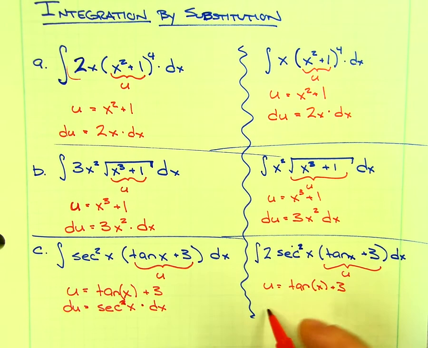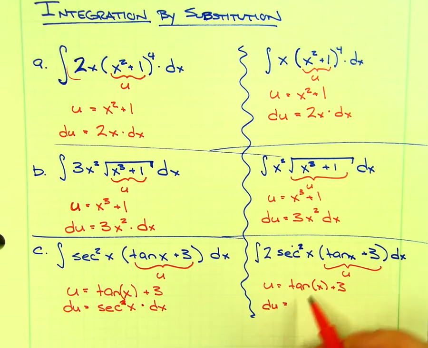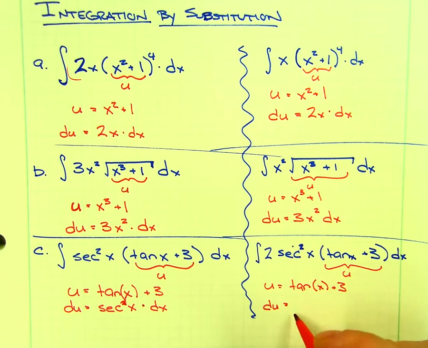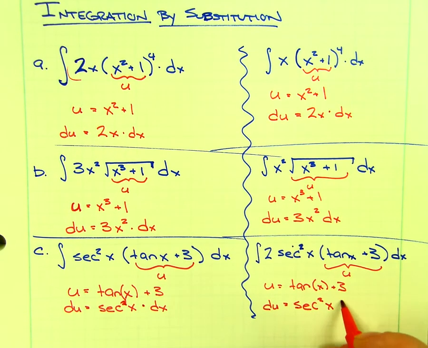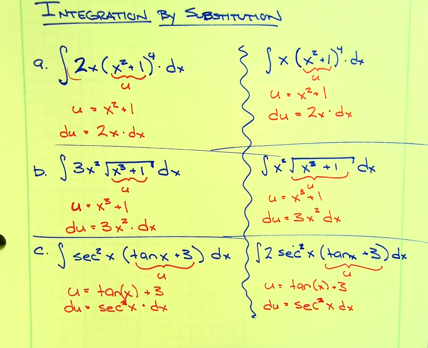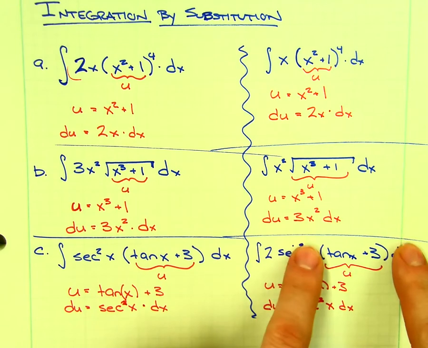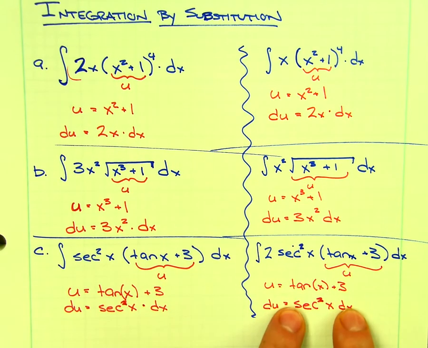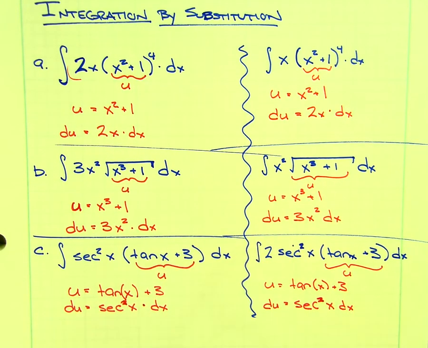So it doesn't really change my u, and it won't change my du, but it will change how I'm going to have to approach and solve these problems. So secant squared x dx. In this case, when I do my u substitution, I'm going to end up with a u here, and then these two guys are going to become du, right? Secant squared x dx. But then I've still got this 2 somehow that I need to account for. Okay, so how do I do that? And that's what we're going to be talking about today.